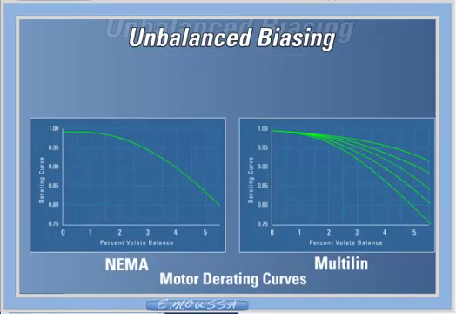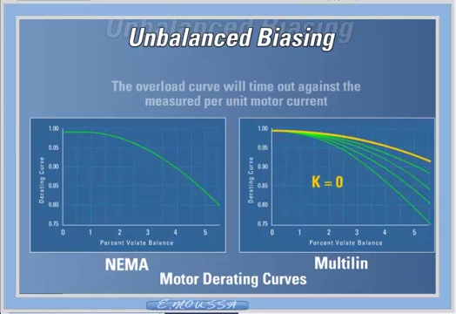Based on this assumption, the graph on the right illustrates the amount of motor derating for different values of K entered for the setpoint unbalanced bias K factor. Note that the curve created when K equals 8 is almost identical to the NEMA derating curve. If a K value of 0 is entered, the unbalanced biasing is defeated and the overload curve will time out against the measured per unit motor current.